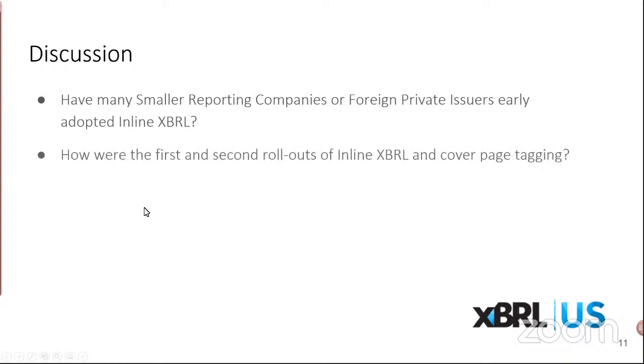All right, so how were the first and second rollouts? So this has been going on since 2019. So the large accelerated filers now are coming up on their 2-year anniversary, and the accelerated filers are coming up on their 1-year anniversary of Inline. So how are these first and second rollouts of Inline XBRL and cover page tagging?